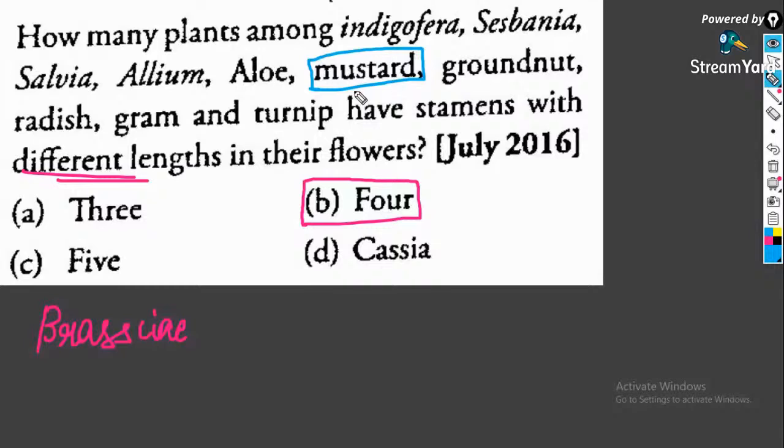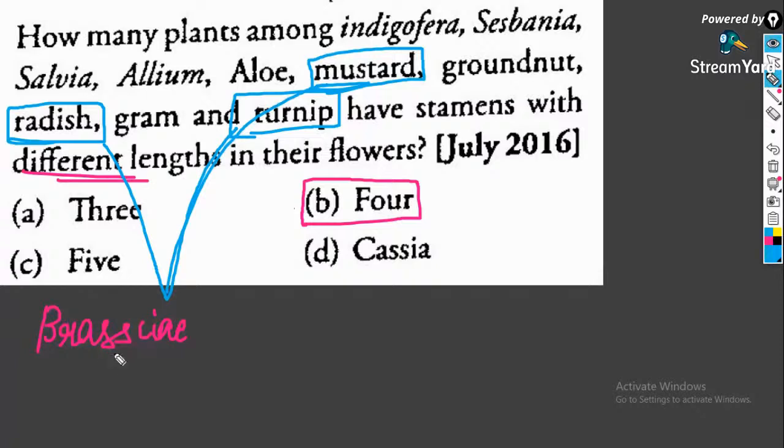Okay, so mustard belongs to the family Brassicaceae. The next plant that comes under this family is radish. Radish is an example. Then you have turnip as an example. Turnip is also an example for Brassicaceae. So radish, turnip and mustard belong to the family Brassicaceae. And one more example you have to study, that is, the answer was 4, right?